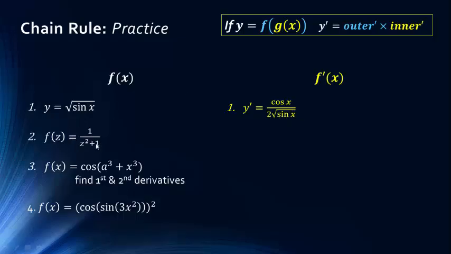Here I get, if I rewrite this as z squared plus 1 to the negative 1, I get negative 1 times the quantity z squared plus 1, and then the derivative of this part inside is 2z. So I get negative 2z over z squared plus 1 to the negative 2, or it goes in the denominator.